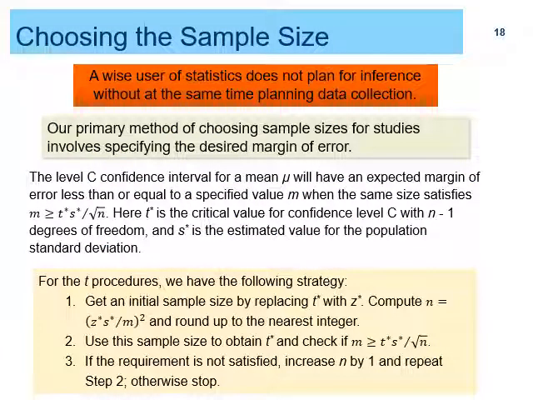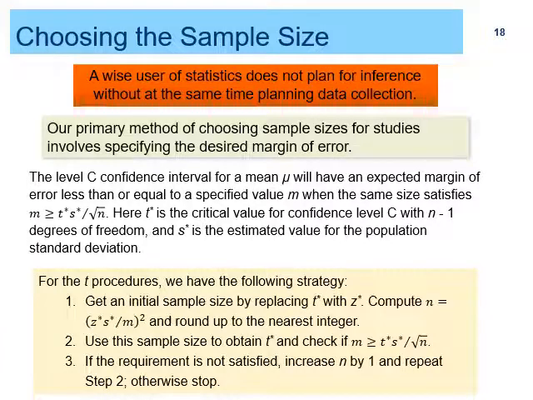Our primary method of choosing sample size for studies involves specifying the desired margin of error. So the level C confidence interval for a mean mu will have an expected margin of error less than or equal to a specified value m when the sample size satisfies m is greater than or equal to t critical multiplied by s, the estimated value for the population standard deviation, divided by root n.